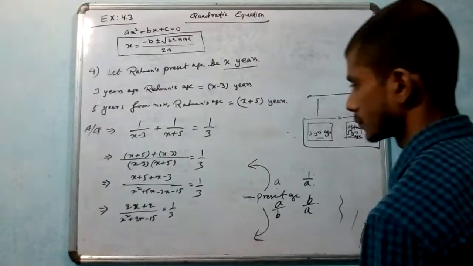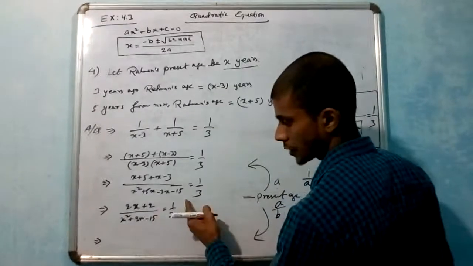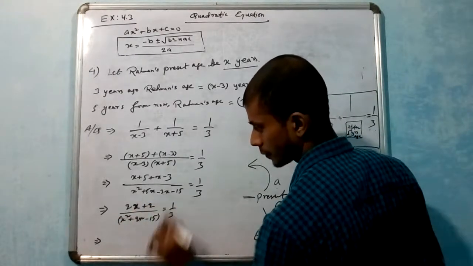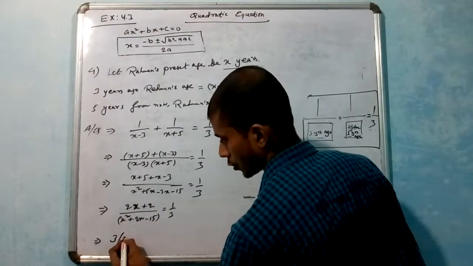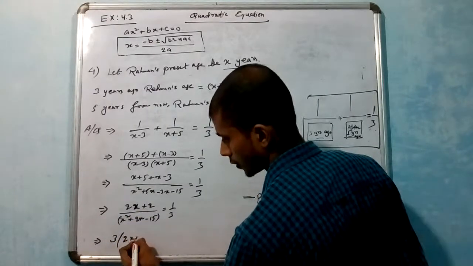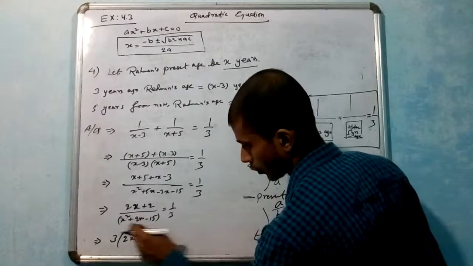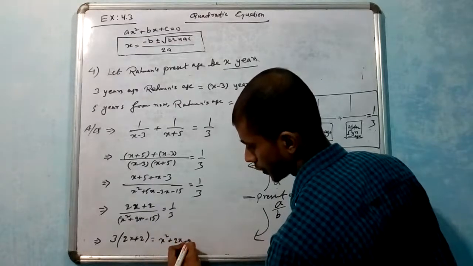So next what will we do? Cross multiplication. This complete will get multiplied here. This complete will come here and get multiplied here. So 3 into the whole of 2x plus 2, isn't it? And 1 into the whole of this means the same. So x square plus 2x minus 15. Okay?